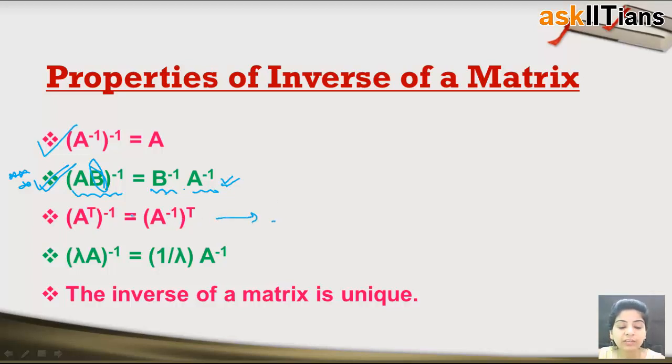Next we have A transpose inverse is equal to A inverse transpose. This property just means that if you find out the inverse of a transpose of a matrix, or you compute the transpose of inverse of a matrix, the result is always the same.